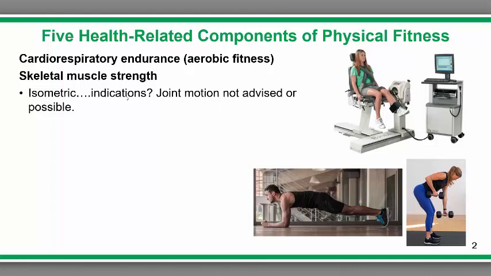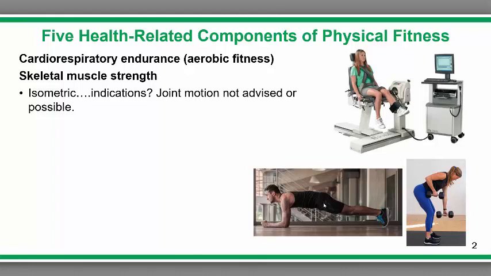There are what are called isometric contractions, and those are contractions in which there is no joint movement. Muscles are contracting, but there is no motion. And one example of an isometric contraction is here on the bottom part of the slide, where this person's performing a trunk muscle strengthening exercise where the person holds this position for some period of time.